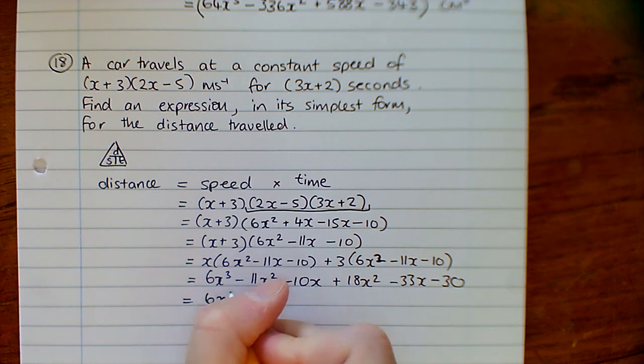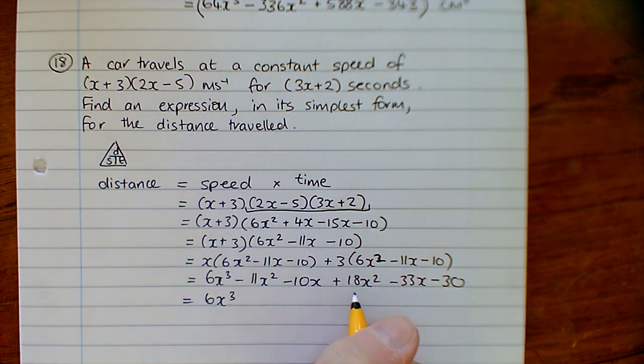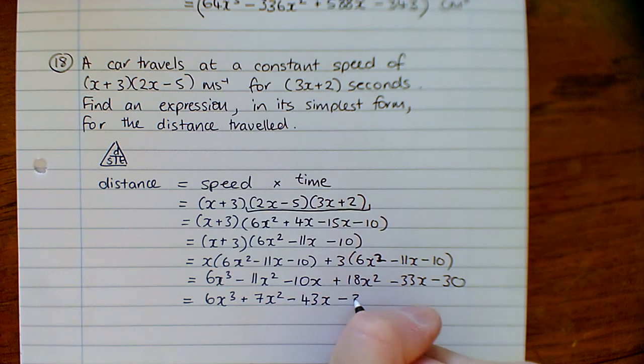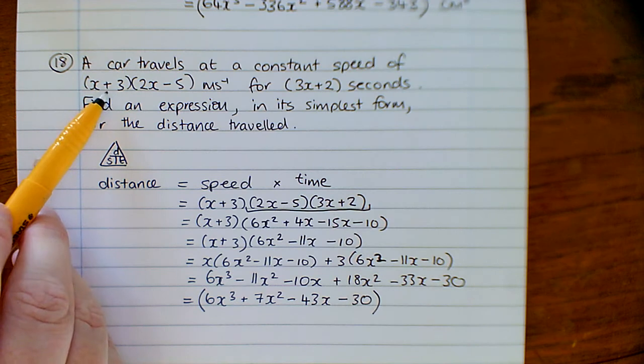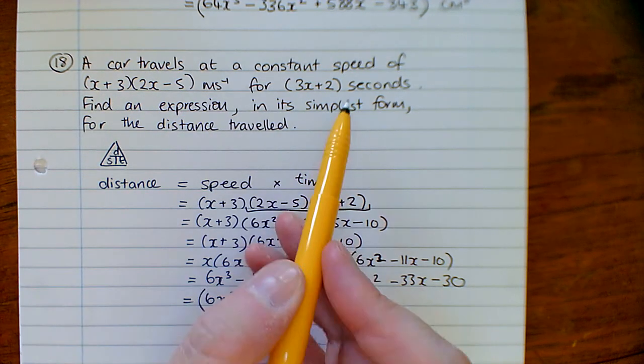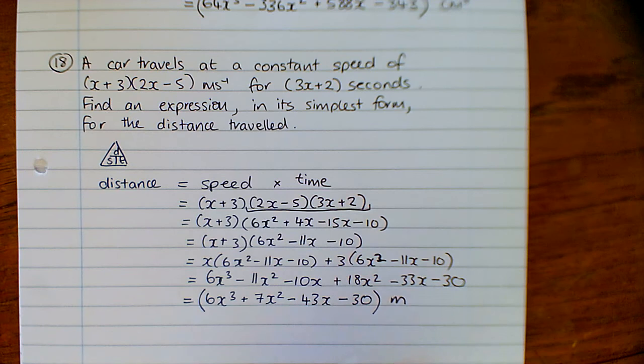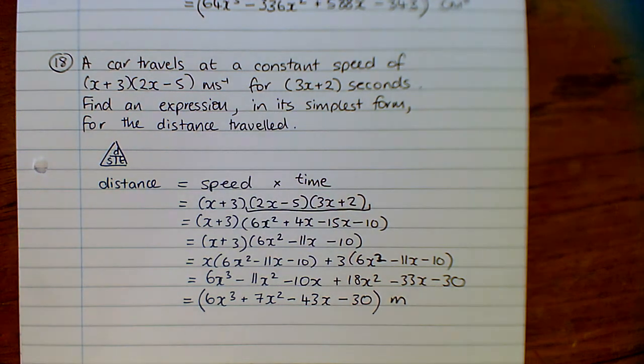So we get 6x cubed. We've got two squared terms, and that becomes plus 7x squared. We have two x terms, it becomes minus 43x, and then we have our minus 30. Then we're going to put our units in. So our speed was in metres per second, our time was in seconds, so that means our distance will be in metres.